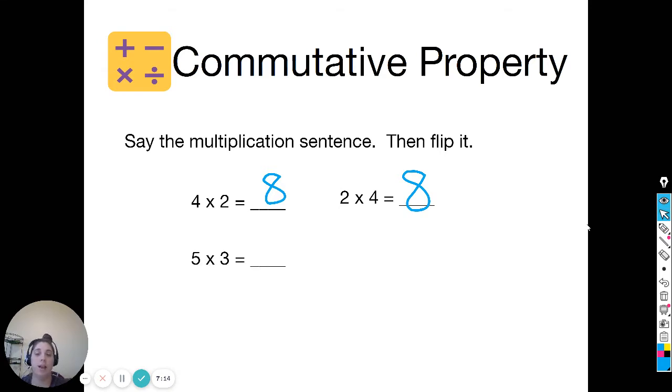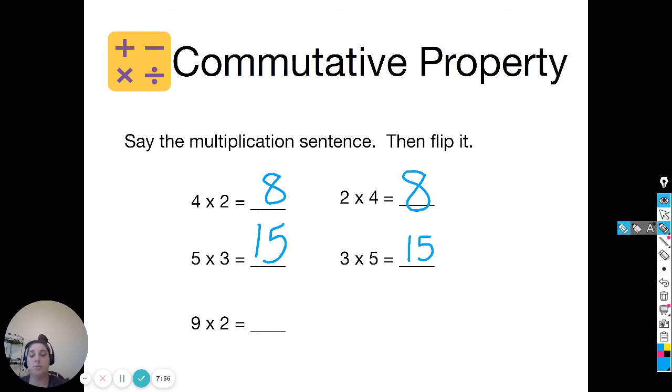Let's look at our next one. 5 times 3. First, let's solve it. Count by 3's 5 times. Ready? 3, 6, 9, 12, 15. Let's say that multiplication sentence all together. Ready? 5 times 3 equals 15. Now let's take those two numbers and flip it. Say it with me. Ready? 3 times 5 equals 15. Same two numbers. Flip it. Answer stays the same.